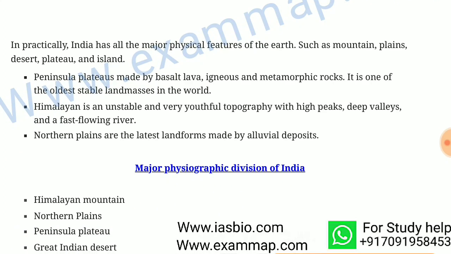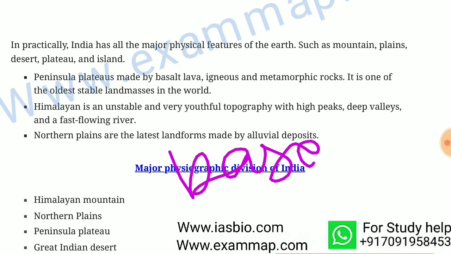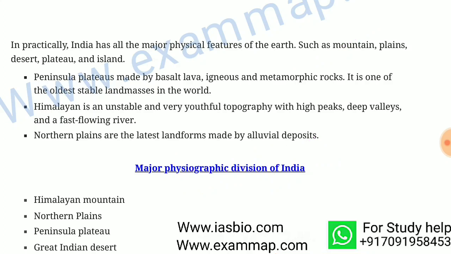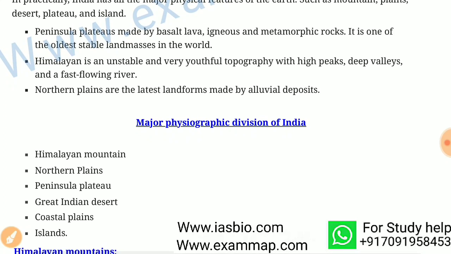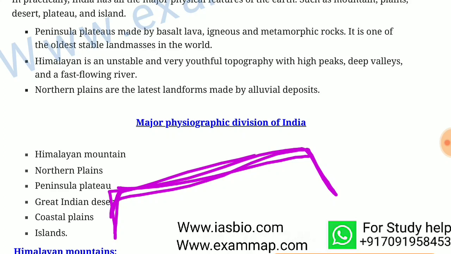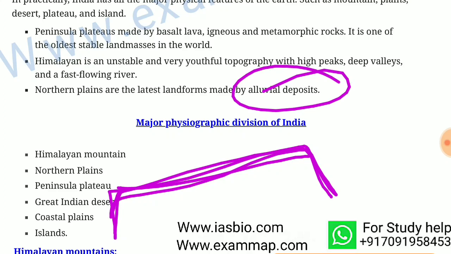The Peninsular Plateau is made by basalt lava, igneous and metamorphic rocks. It is one of the oldest landmasses in the world. Second one is Himalayan, which is a mountain, and it is unstable and very youthful topography with high peaks, deep valleys and fast flowing rivers. Third one are plains. Northern plains are the latest landforms made by alluvial deposits.